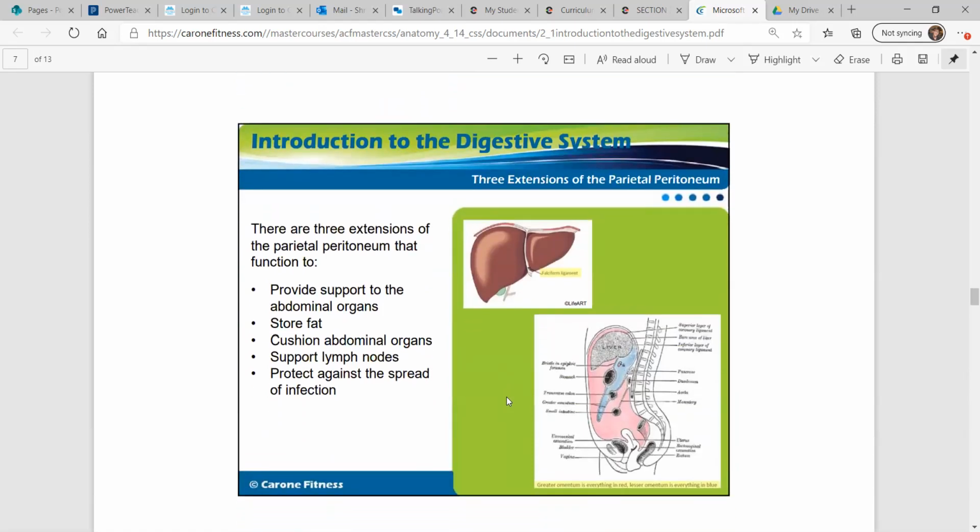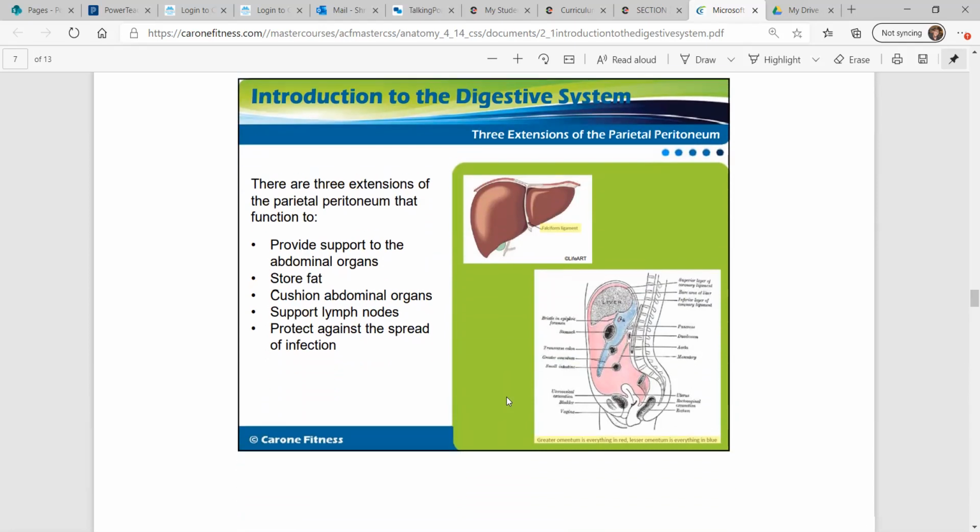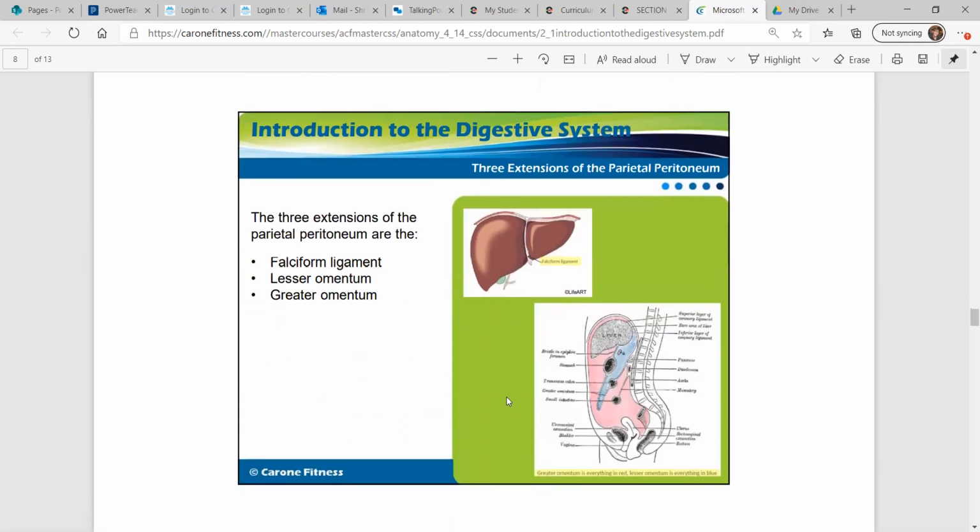There are 3 extensions of the parietal peritoneum that function to provide support to the abdominal organs. It also stores fat, cushions the abdominal organs, supports lymph nodes, and protects against the spread of infection. The 3 extensions of the parietal peritoneum are the falciform ligament, the lesser omentum, and the greater omentum.